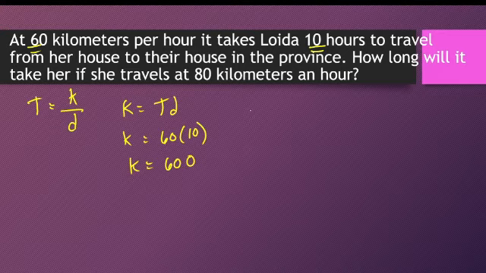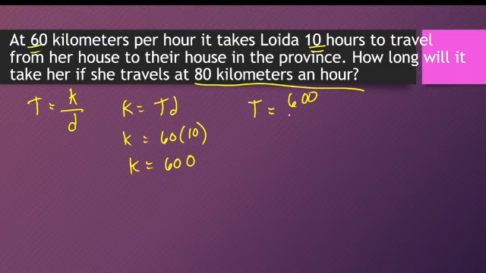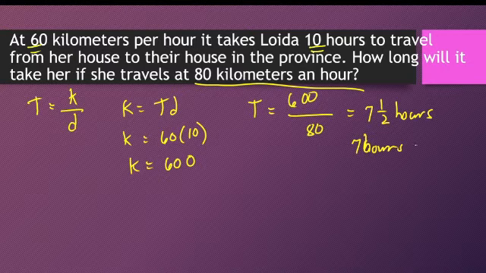So, para makuha natin yung time travel niya, traveling hours niya, in 80 kilometers an hour. So, mas mabilis. So, dapat mas maiksi yung oras ng travel. So, 600 over 80. So, when we divide that, 600 divided by 80, we will get 7 and 1/2 hours. So, most probably that is 7 hours and 30 minutes.